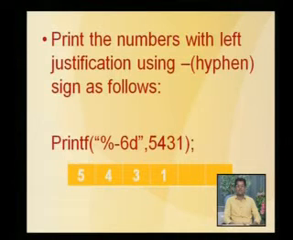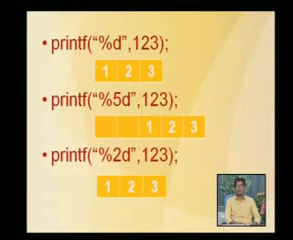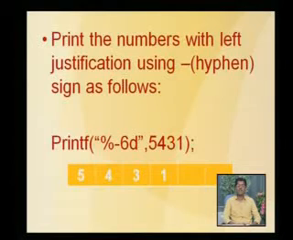Print the number with left justification. Now here you can see your output is right justified. Now I want to print the same thing with left justification. For that the operator is the hyphen sign, which is like a minus sign. Print the number with left justification using the hyphen sign as follows: printf("%-6d", 5, 4, 3, 1). Now here minus, that is the hyphen sign, and 6 indicates the block size. As you can see, our block size is now 6 and our number of characters is only 4. But now this operation will start from the left hand side. So the first block will store 5, the next block will store 4, the next 3, and the next 1, and the remaining 2 blocks remain vacant.